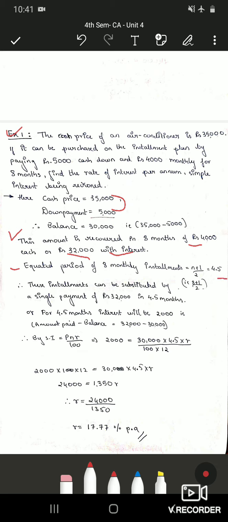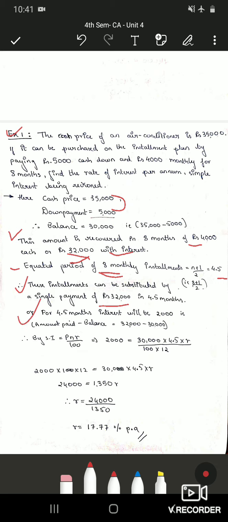So what is this 4.5? It is 4.5 months. All these 8-month installments can be substituted with a single payment of rupees 32,000 in 4.5 months. So instead of paying over 8 months, you can pay all the installment amount, that is 32,000, in 4.5 months.